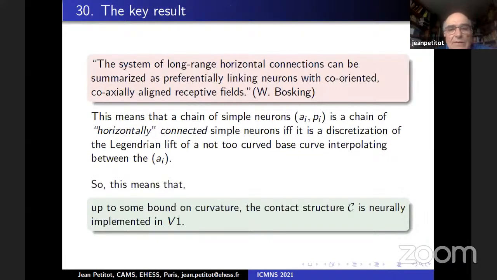Here is a quotation of William Bosking, an eminent specialist of these questions. The system of long-range horizontal connections can be summarized as preferentially linking neurons with co-oriented, coaxially aligned receptive fields. This means that the chain of simple neurons (A_i, P_i) is a chain of horizontally connected simple neurons if and only if it is a discretization of the Legendrian lift of a not too curved base curve interpolating between the A_i. And so this means that up to some bound on curvature, the contact structure C is neurally implemented, neurophysiologically implemented in V1.